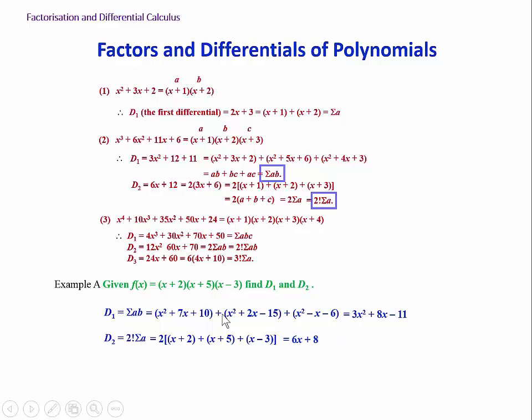Now, although here there's a little bit of work involved for d1, it's debatable whether it's easier than actually multiplying out the cubic and then differentiating. But here there's definitely a saving because it's much easier to just add up the factors and multiply by 2 than to multiply this out and then differentiate twice.